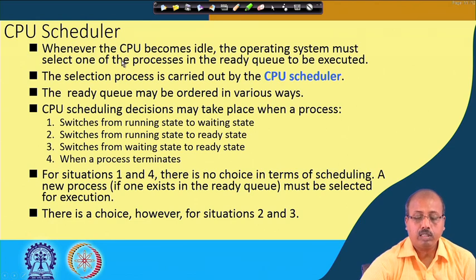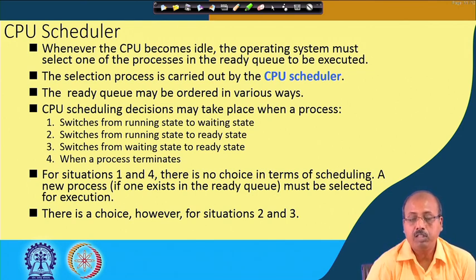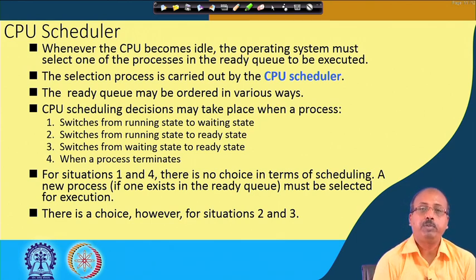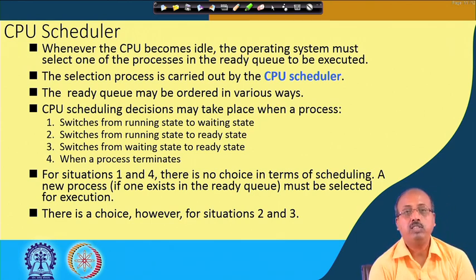Now, whenever we are talking about a CPU scheduling policy, whenever the CPU becomes idle, the operating system must select one of the processes in the ready queue to be executed, because if it does not, then the CPU will be waiting idle, and that way the CPU utilization will drop. So, we do not want the CPU to sit idle.